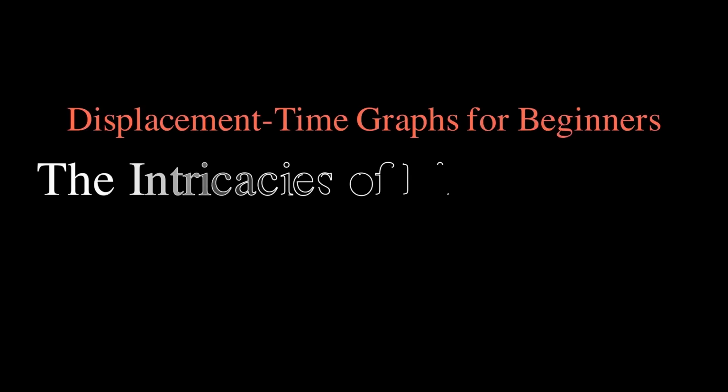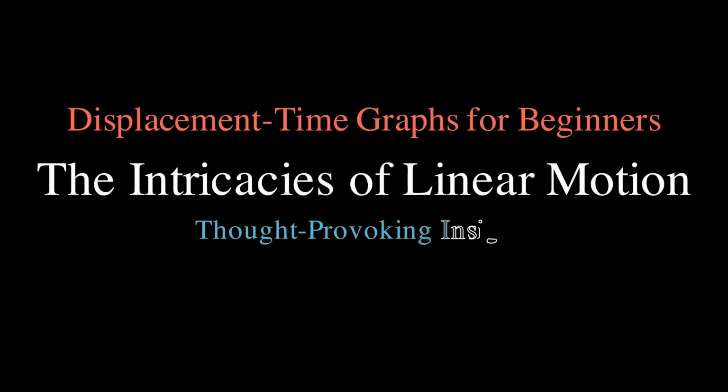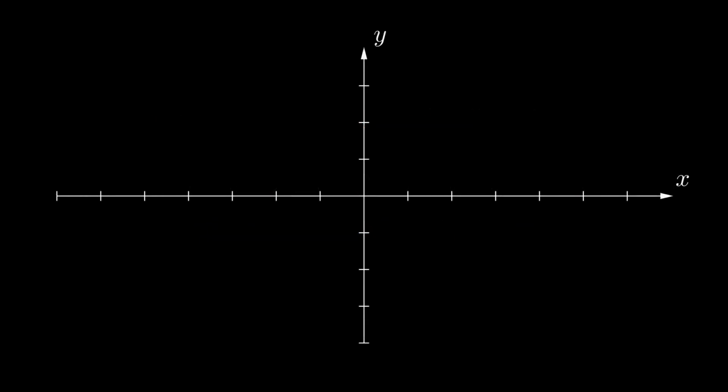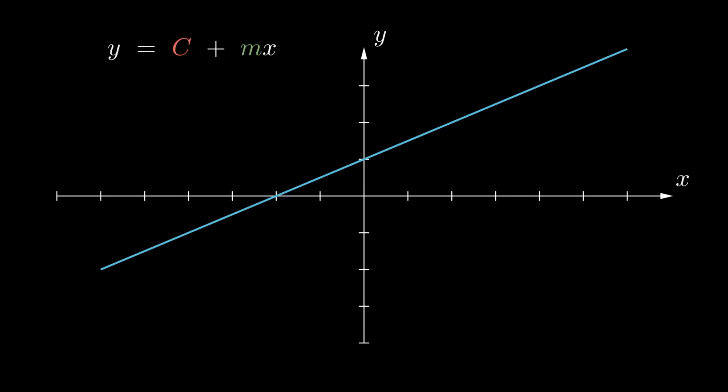Welcome back. In this video, we'll delve into some intriguing aspects of the dynamics of motion along a linear path. I'm sure you're familiar with the equation of a straight line. The general form of this equation is shown here on the screen. In this equation, x represents the independent variable, while y is the dependent variable. In simpler terms, changing the value of x leads to a corresponding change in y, as dictated by the relationship defined by the function.